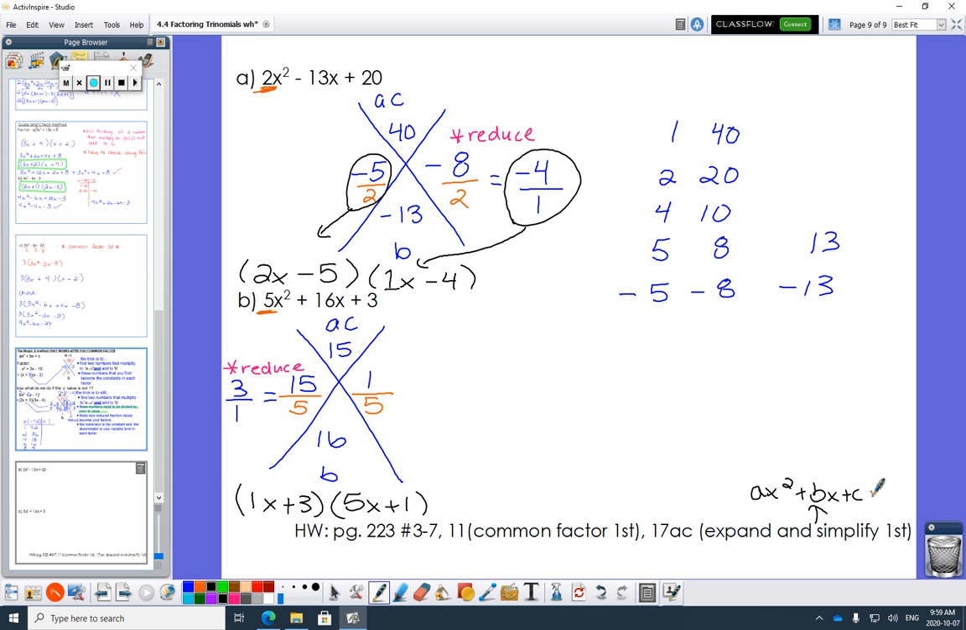Pick a method you like, Kyle said. I'm never going to ask you to factor this by decomposition, factor this by guess and check. You do what you like, okay?